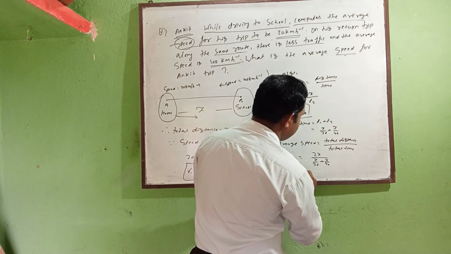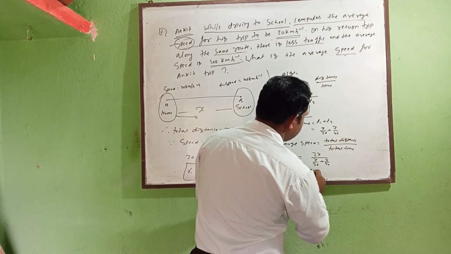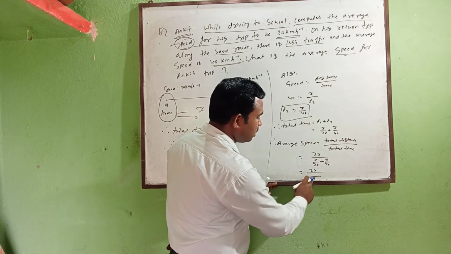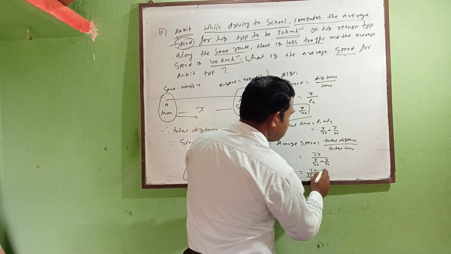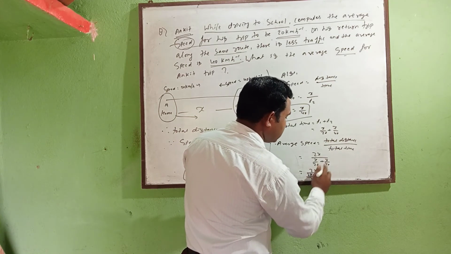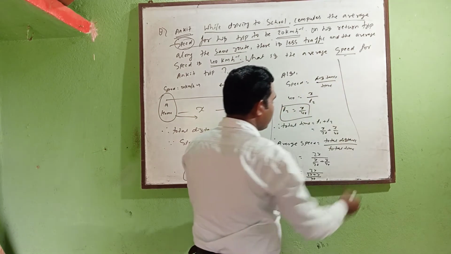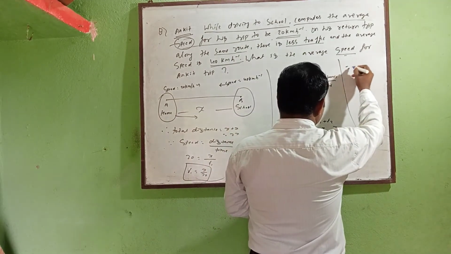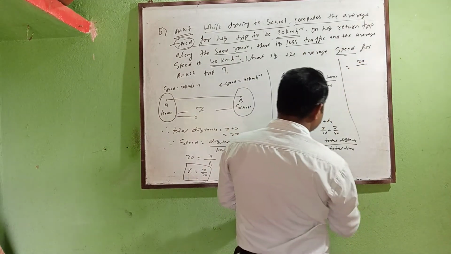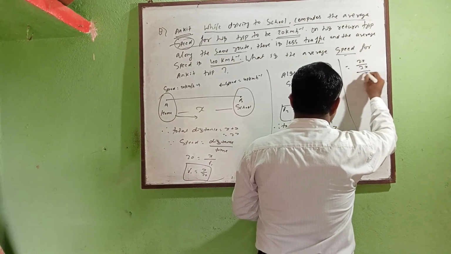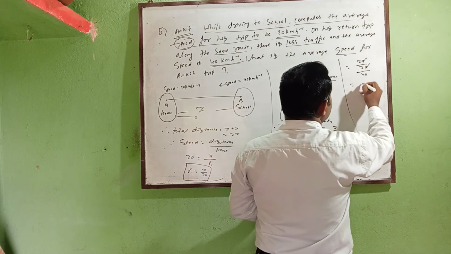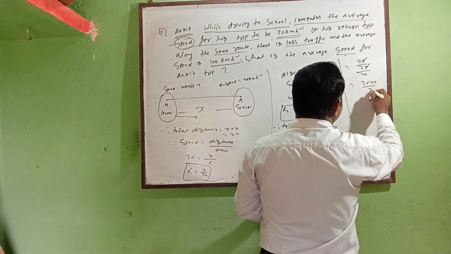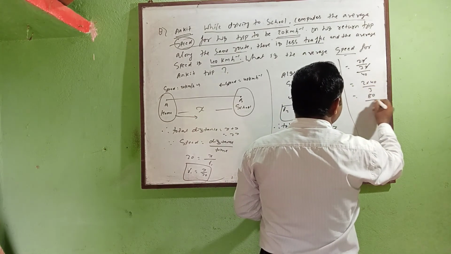Take the LCM here, so you will write 2x divided by the LCM, which will be 40. 40 divided by 2 gives 2x, plus 40 divided by 40 gives x. Adding these, you will write 2x divided by 3x by 40. So x and x will cancel out, and the 40 goes to the numerator. So here it will be 2 into 40 divided by 3, which means 80 by 3.